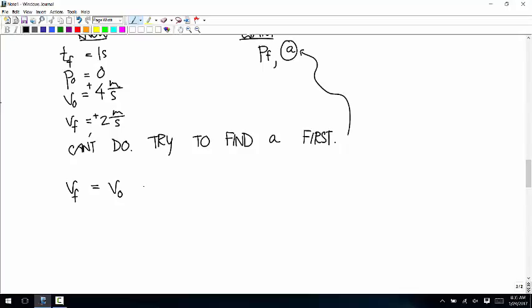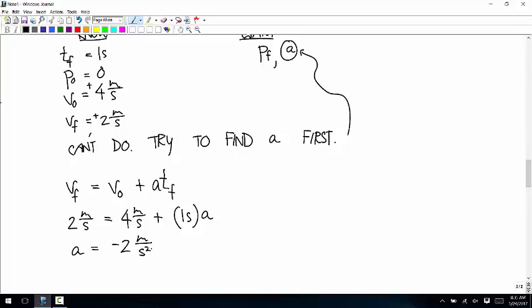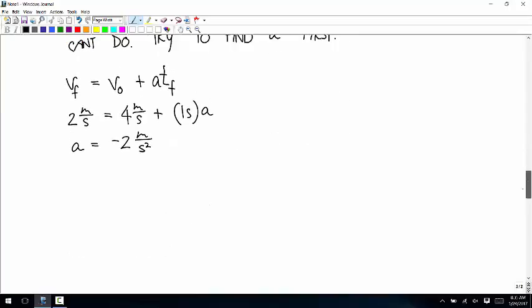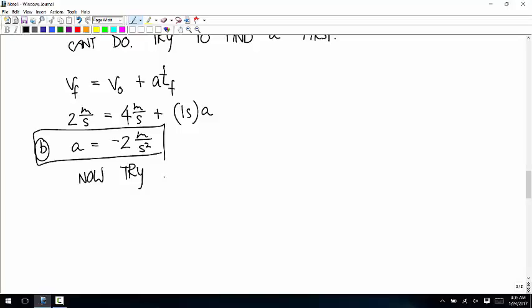Vf is equal to v sub 0 plus a tf. That says 2 meters per second is equal to 4 meters per second plus 1 second times a. And that gives you that the acceleration is negative 2 meters per second squared. So that's the answer to part B. Now we'll try part A again.